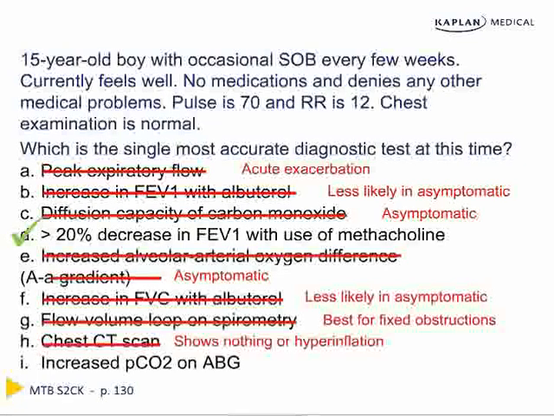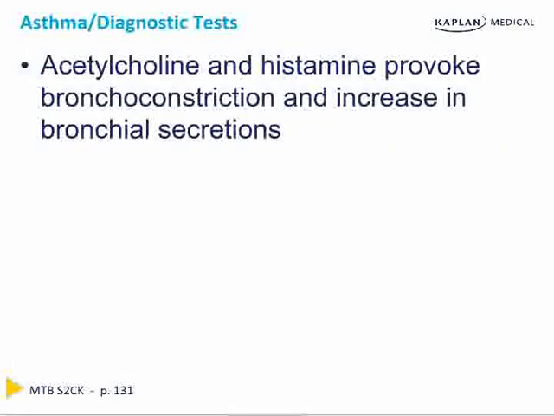Chest CT is not going to show much either, often is clean or just some small degree of hyperinflation. And lastly, an increased CO2 on ABG is only going to be seen in an acute flare and one that is quite severe and causing carbon dioxide retention. Before we move on to discuss the management of asthma, let's briefly talk a little bit more about diagnostics.